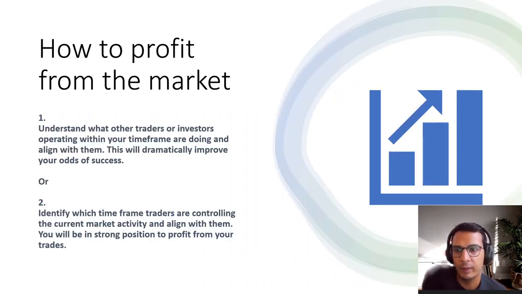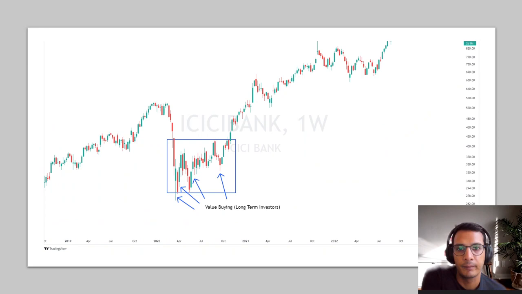So how to profit from the market. First, understand what trader or investor you are and what time frame you are operating in, and what other traders and investors within your time frame are doing. As I said, this dramatically increases the odds of your success. Or the second way is to identify which time frame traders are controlling the current market activity and align with them. This will also put you in a very strong position to profit from your trades.